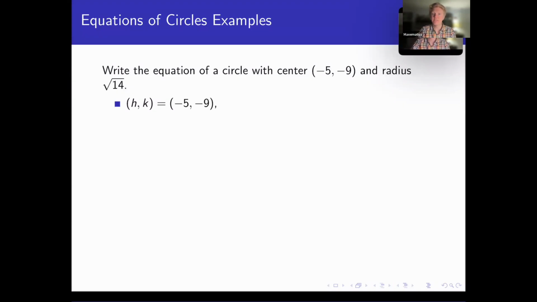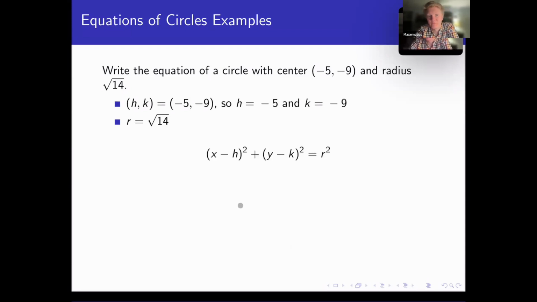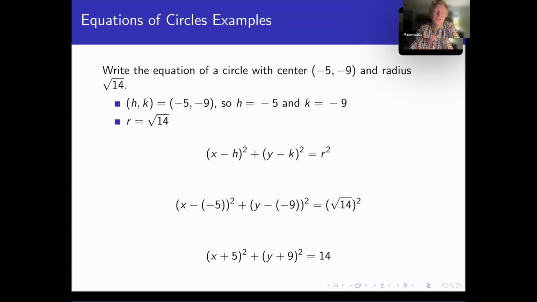H, K would be negative 5, negative 9. So H is negative 5, and K is negative 9. The radius is square root of 14, that's given to us. Well, (x minus h) squared plus (y minus k) squared equals r squared. H is negative 5, k is negative 9, and r is square root of 14. Here we're going to get plus, plus. And square root of 14 squared is just 14. So again, I can't stress enough, be careful with centers of circles.